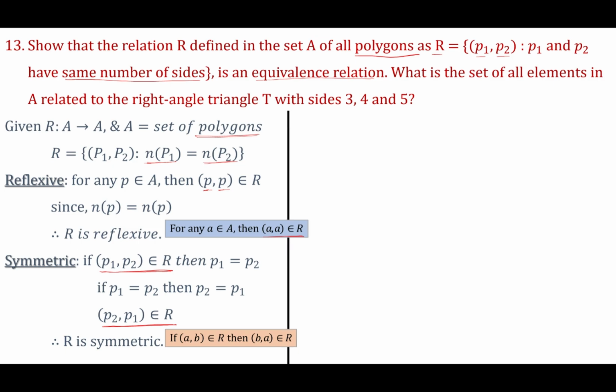Third part, transitive. What is a transitive relation? A transitive relation says if (a, b) belongs to R and (b, c) belongs to R, then (a, c) must belong to R.